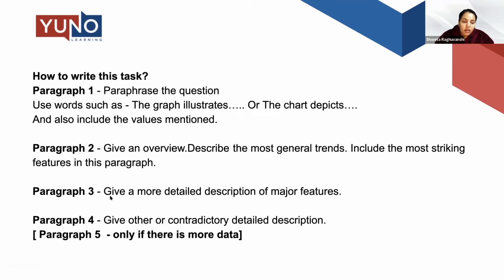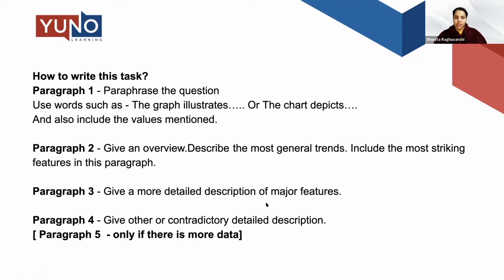Okay. Now, if we talk about paragraph 3, you have to give a more detailed description of major features. So whatever you're describing here, if that is something major, then you will describe it here with the data and the year and everything in detail. And in paragraph 4, you have to give contradictory details. So it means anything that is opposite to this will come here.